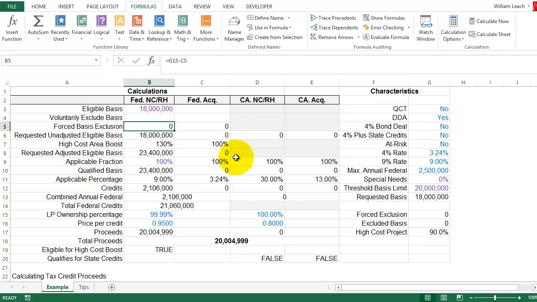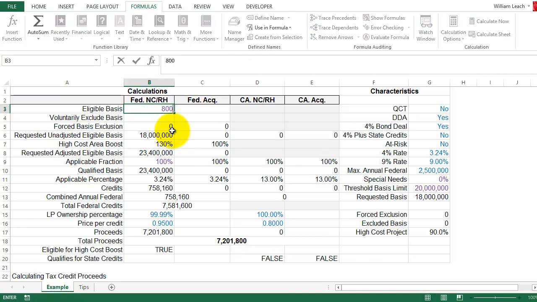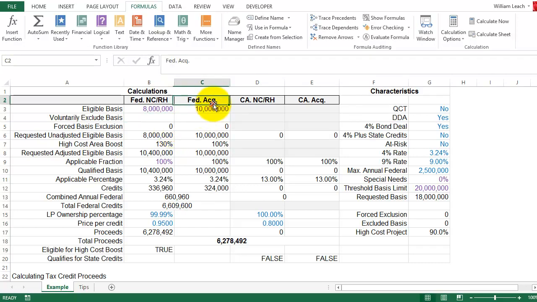Okay, so let's talk a little bit about some scenarios. Let's pretend that we have a 4% deal, so it's a bond deal, so let's turn this to yes. Let's pretend we're in a DDA or QCT, so we're getting the boost. And let's pretend that, we'll just leave it, $18 million. No, actually, let's do an AC rehab deal. So we'll do $8 million of rehab, and we'll do $10 million of acquisition. So we acquired buildings that have a value of $10 million, and we're going to do $8 million of improvements. Okay, so we're going to get both acquisition basis and we're going to get new construction basis.